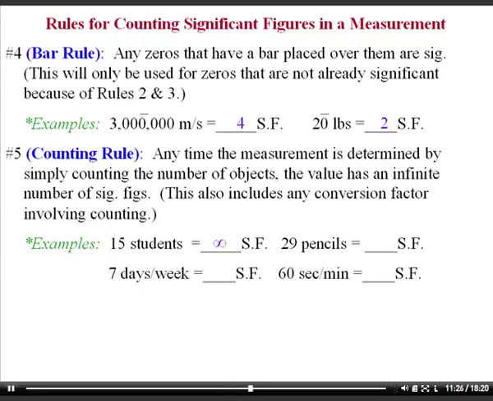If you had 29 pencils in a container and you physically counted the 29 pencils, you're not really measuring the pencils, you're just counting them. That would contain, again, an infinite amount of precision. And if you have a conversion factor that's known absolutely for sure, like there's 7 days in a week, then you're just counting the number of days in a week. There's always 60 seconds in a minute, so that would again be known to an infinite amount of precision. It's absolutely known 100% sure that it's 60 seconds in a minute. It's not like you're timing an object where you're measuring it with a stopwatch. There's always 60 seconds in a minute because it's a conversion factor, so that's known to an infinite amount of precision.